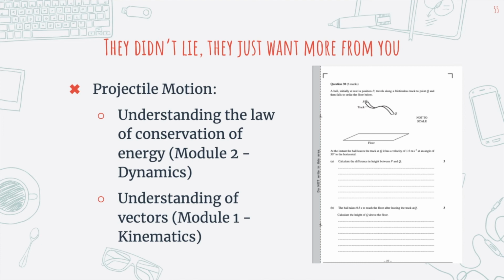So, Part A asks us to calculate the difference in height between P and Q, and in order to do so, we needed to have an understanding of the law of conservation of energy, which was all the way back in Year 11, Module 2, Dynamics. So it's really challenging us to draw on our prior learning, and even though it isn't explicitly assessing that Module 2 outcome, you do require an understanding of the earlier work in the Year 11 syllabus.